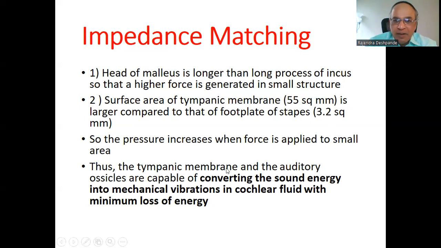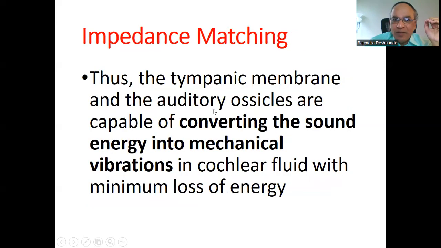Thus, the tympanic membrane and auditory ossicles are capable of converting the sound energy into mechanical vibrations in the cochlear fluid with minimum loss of energy, minimum loss of intensity of sound. I have repeated the same sentence so that you understand it very clearly.